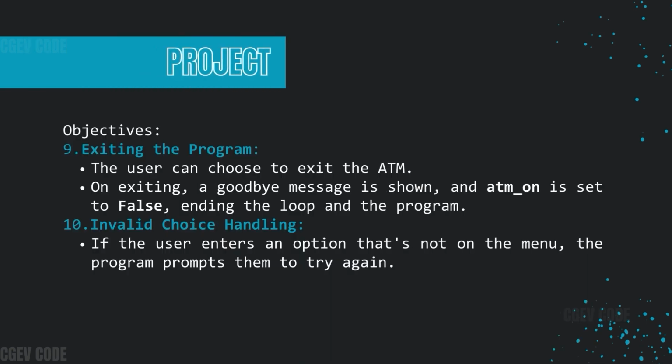Now, exiting the program. The user can choose to exit the ATM. On exiting, a goodbye message is shown and ATM on is set to false, ending the loop and the program. And for the last objective, we have invalid choice handling. If the user enters an option that's not on the menu, the program prompts them to try again. Okay, that's all of the objectives.